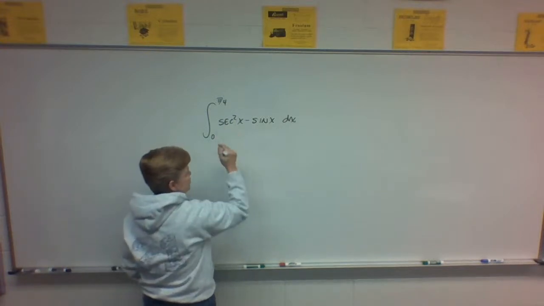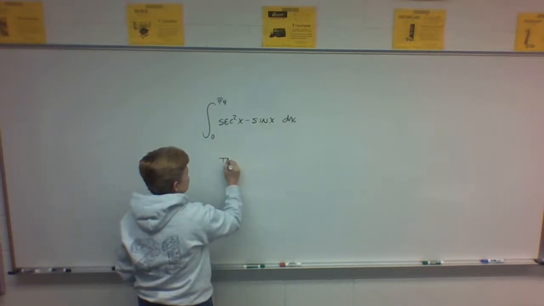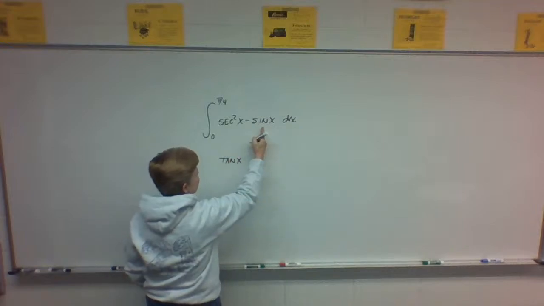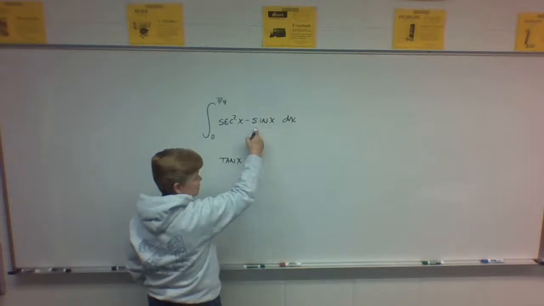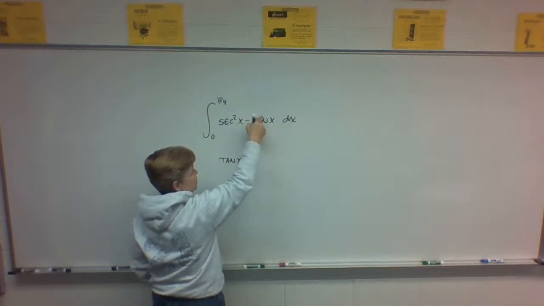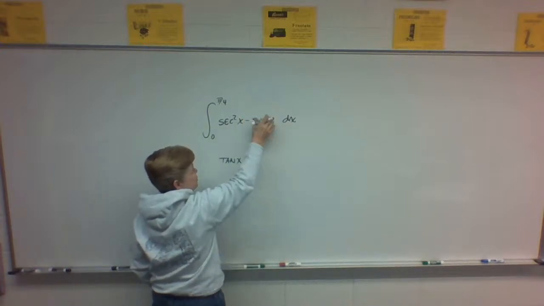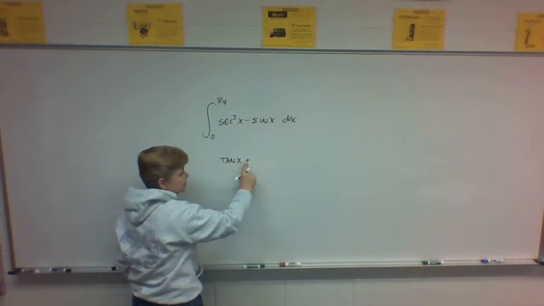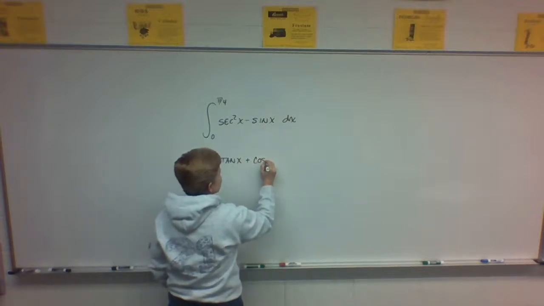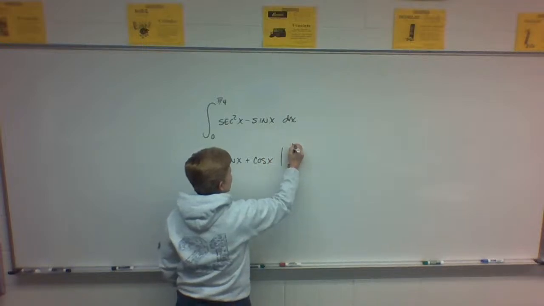What's the antiderivative of this term? Tangent. And the antiderivative of this? Cosine. And so do I keep the negative sign? No. Plus cosine, isn't it? Because when you antiderive sine, you get back to cosine, but cosine's derivative is not sine. Cosine's derivative is negative sine. So we got an extra negative in here. Do you see it? Okay. So cosine evaluated from 0 to pi fourths.